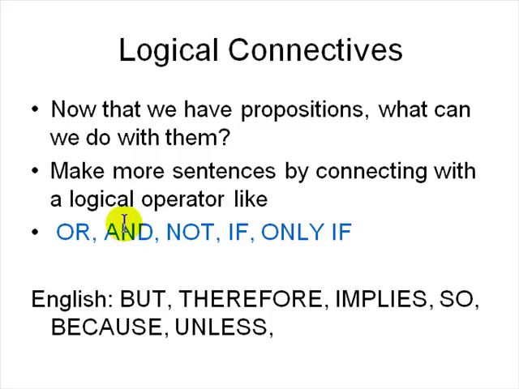So when you have statements, you can join them together and connect them together and make larger statements. So your propositions, you connect them with or, and, not, if, only if. So these are the four or five operators you can use to connect statements together and make larger statements. English has a lot more operators or connectives like but, therefore, implies, so, because, unless. We'll look at a few of them to see what they mean logically. Real life English is more complicated than simple logic, and we'll see examples as we go along.